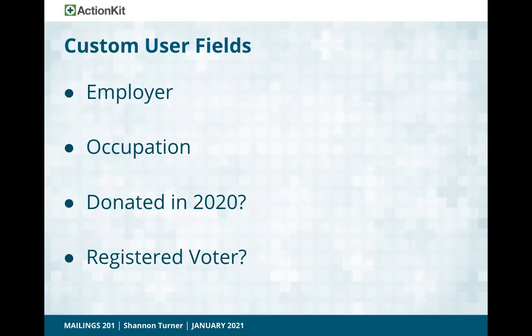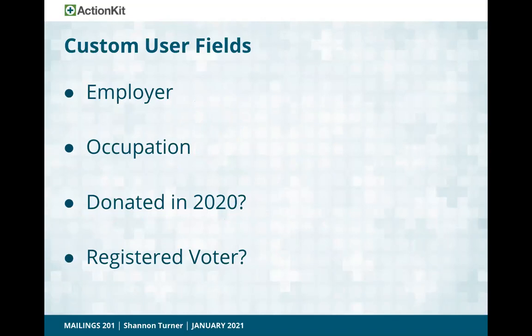So here are some examples of some custom user fields that you might have. So information that you can store about your users. And most of you probably collect and store a user's employer and occupation, especially if you're fundraising using ActBlue. Some other user fields that you might use are, did this person donate in 2020? How much did they give that year? Are they a registered voter? I especially like, did this person donate in 2020 as a custom user field?